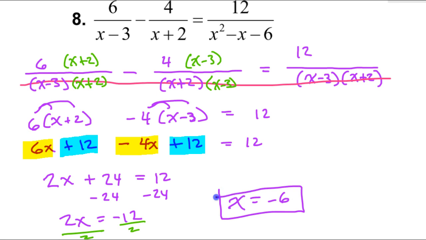And then I just have to make sure this is not extraneous. Let's see, 3, -2, those are the illegal values. -6 is okay.